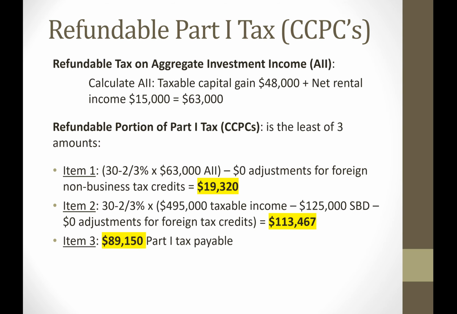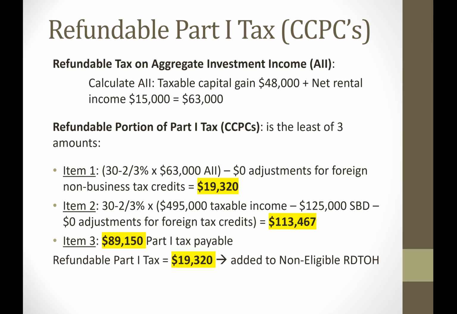Then we move on to the third item. The third item is the amount of Part 1 tax payable. Now once again, the calculation is given to us in the question, so we don't have to worry about calculating that amount. We can just take that amount and add it to this calculation here. Looking at the 3 amounts, the least amount is $19,320. So that's the amount of refundable tax Part 1 that Bowen Ltd has to pay this year.